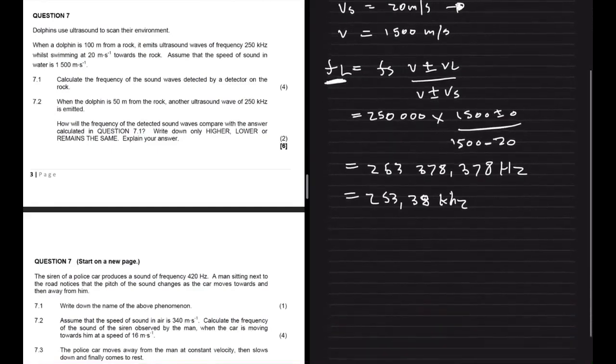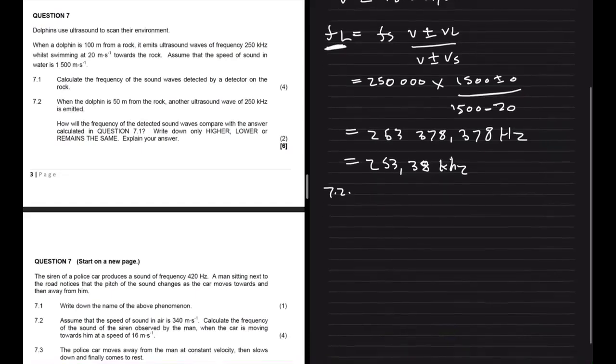Okay, let's move ahead. 7.2 says, when the dolphin is 50 meters from the rock, another ultrasound wave of 250 kilohertz is emitted. How will the frequency of the detected sound waves compare with the answer calculated in question 7.1? Write down only higher, lower, or remains the same. Explain your answer. The frequency detected. So what's the formula of the frequency detected? It's FL equals Fs V plus or minus VL divided by V plus or minus Vs.